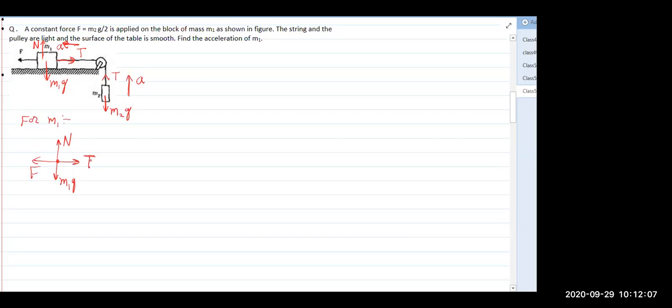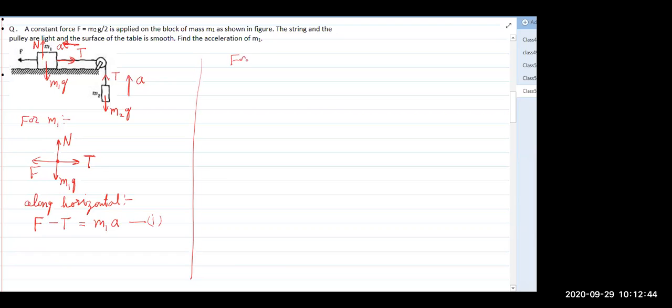For finding the equation, we need to write the equation along horizontal. Since we are considering that the object is moving leftward, we take F larger, tension smaller. Then F minus T, that is the total force, equals m1 into a. So this is equation 1. Total force is F rightward and T leftward, so F net equals ma.